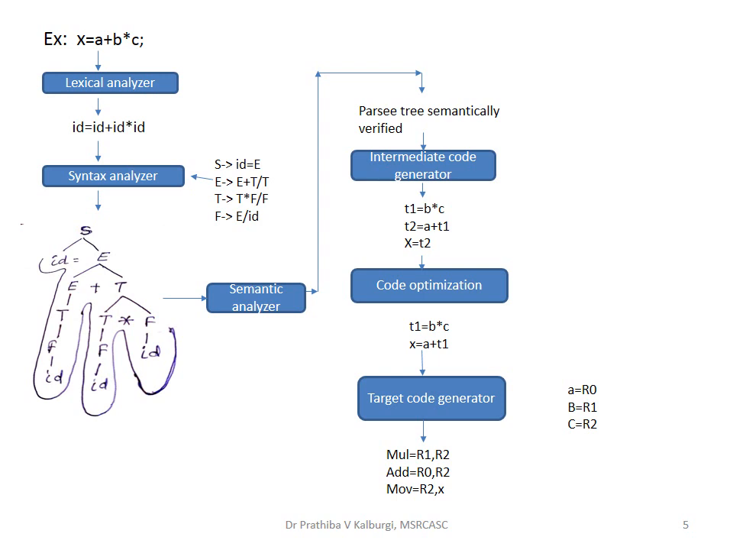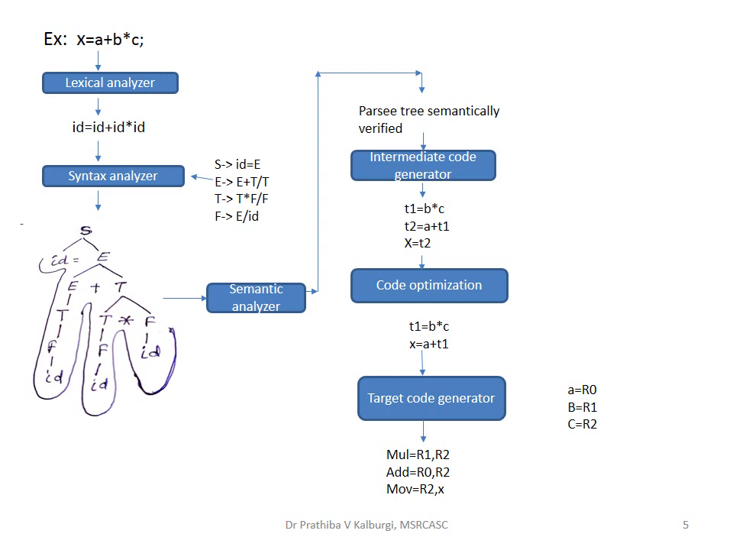So this intermediate code generator generates the intermediate code. Basically, there is three address code, which is shown here as T1 is equal to B into C, T2 equal to A plus T1, and X is equal to T2. So the given statement is specified as 4 address code, whereas this is reduced to 3 address code with the help of the intermediate code generator.